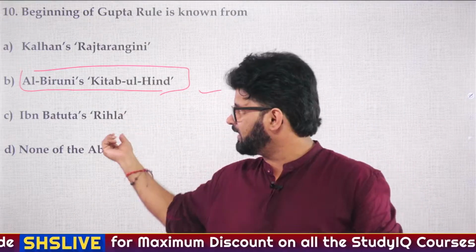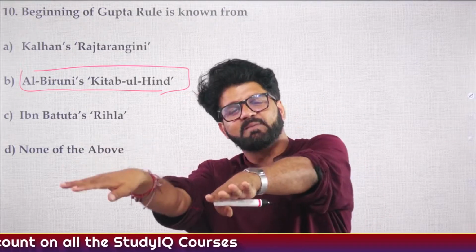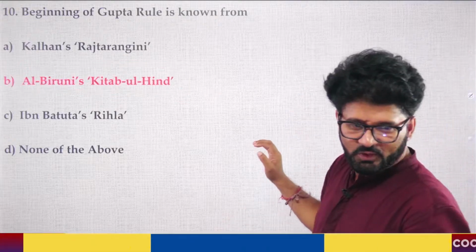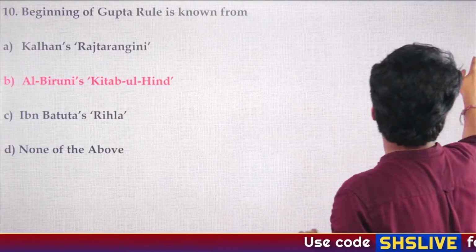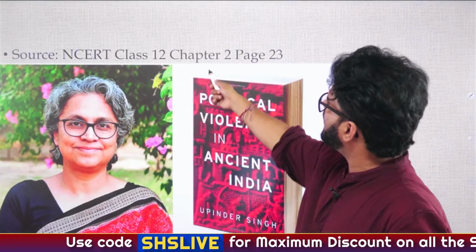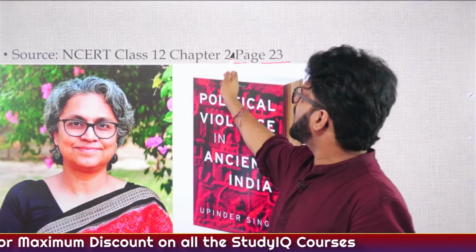And where are you finding this particular information? In Upinder Singh ma'am's Ancient and Early Medieval India book. None of you answered this question. What is the source of that particular question? NCERT class 12 chapter 2 page 23. And this is history NCERT, rationalized NCERT.